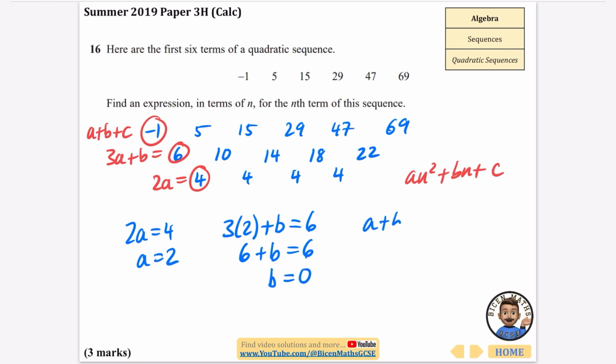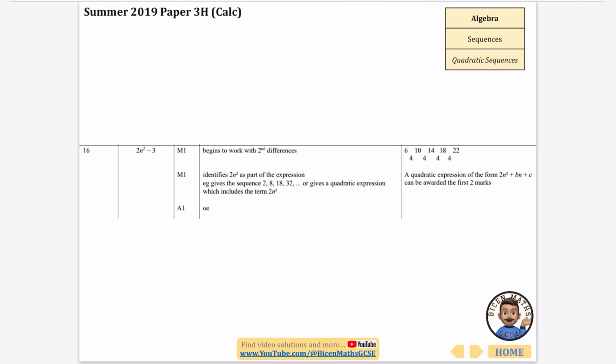And then we have a plus b plus c is equal to minus 1. I should have my little equal sign on that bit. So we get a plus b plus c is equal to minus 1. So that must mean when I do minus 1 minus 2 is minus 3. So putting that all back together, we get 2n squared, we get no n's, and we just get minus 3. Great, we've got 2n squared minus 3 for this one.